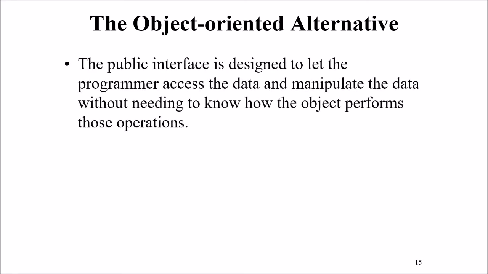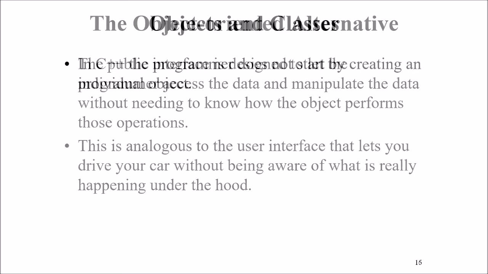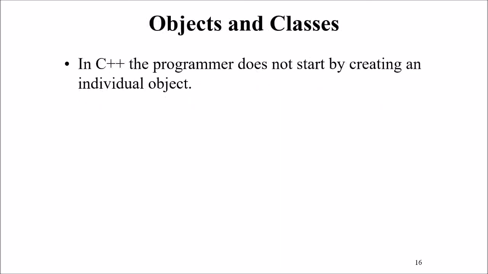The public interface is designed to let the programmer access and manipulate the data without needing to know how the object performs these operations. This is analogous to the user interface that lets you drive your car without being fully aware of what is happening under the hood. In C++, the programmer does not start by creating an individual object.